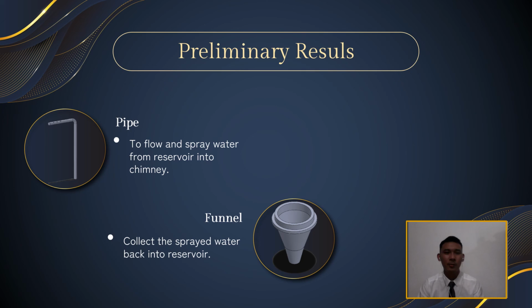Next, a low-voltage motor that operates by utilizing the power generated by the turbine will pump and circulate clean water from a reservoir into a small pipe which is attached to the middle of the chimney to spray the water into the smoke flow. The funnel is attached under the chimney to collect the water sprayed from the pipe back into the reservoir.